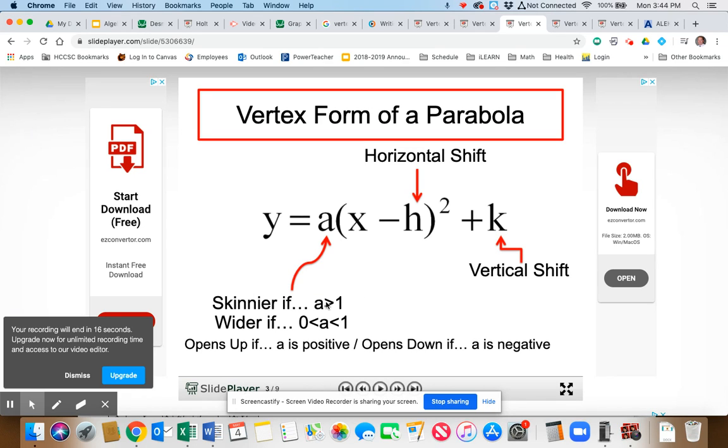And then we're going to look at A here to determine whether it opens upwards or downwards. And it's saying if that number is greater than 1, it actually makes the parabola skinnier. And if it's between 0 and 1, it makes it wider.